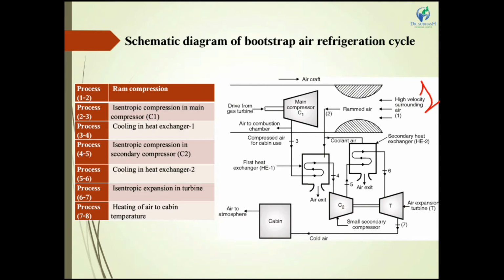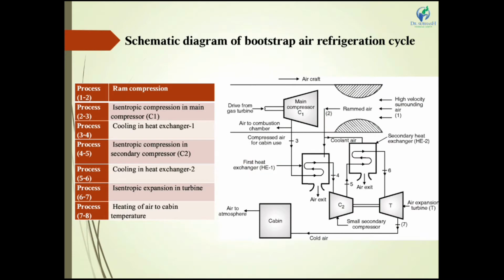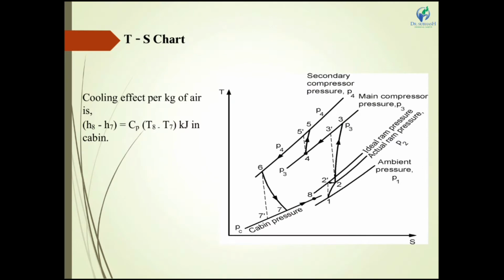This ambient air passes through the diffuser part of the main propeller, and then the kinetic energy of the air is converted to pressure energy, meaning the higher air velocity is converted into the ram pressure. This is called ram air. You have to note it at point 2, the actual ram pressure.